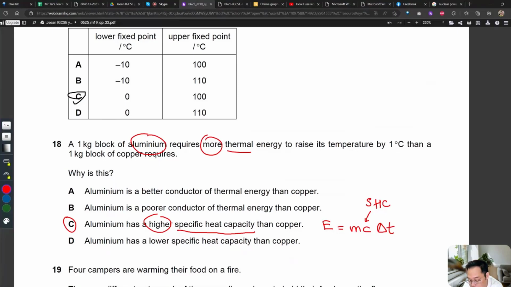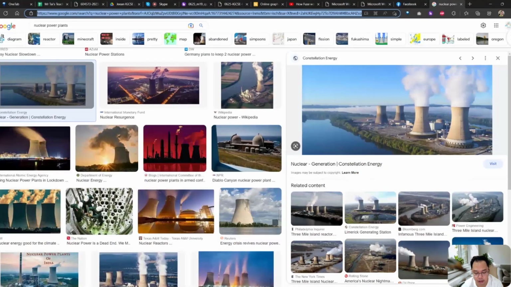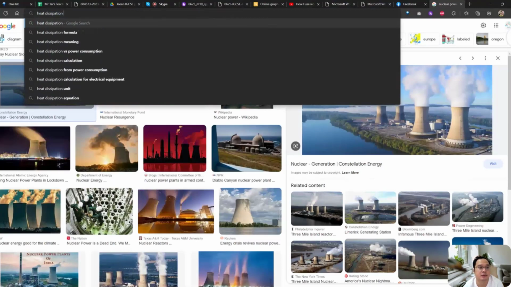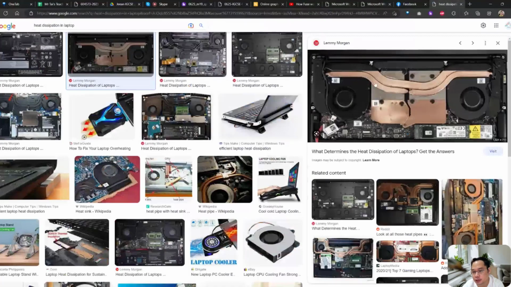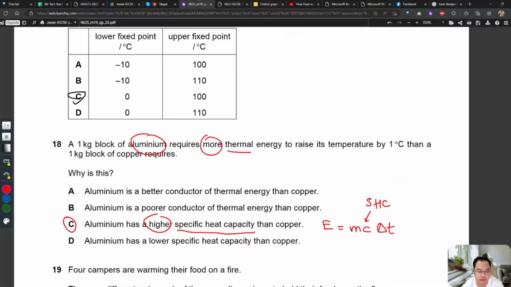That is the reason why in computers and some cell phones they use copper as the heat dissipation part. Heat dissipation in a laptop, for example: you see, they use these copper bars to conduct the heat from the CPU to the fan, and then use the fan to blow out the hot air. They even put some special liquid inside these copper tubes to help transfer the heat faster and more effectively. But that conduction of thermal energy is conductivity, not specific heat capacity.